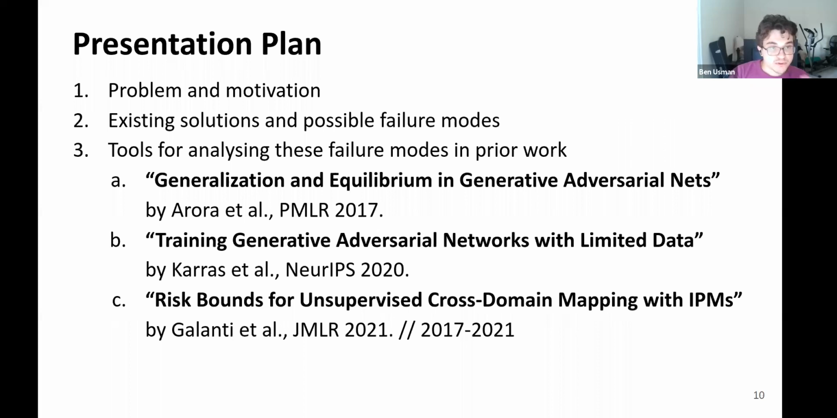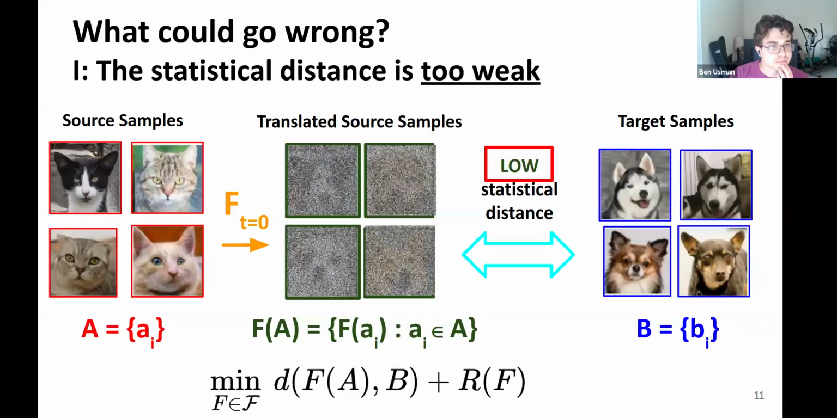Okay, hopefully I convinced you that this is an interesting problem, because on the next few slides, I'm going to first discuss what could go wrong with this setup very informally, and the rest of the presentation will be dedicated to tools that could help us reason about these kinds of failure modes more systematically.